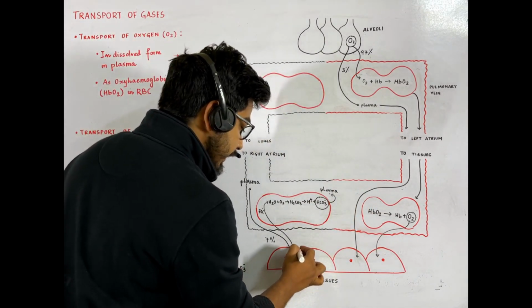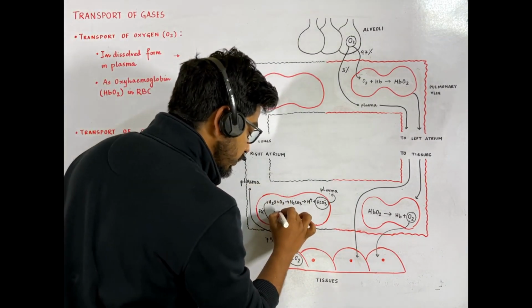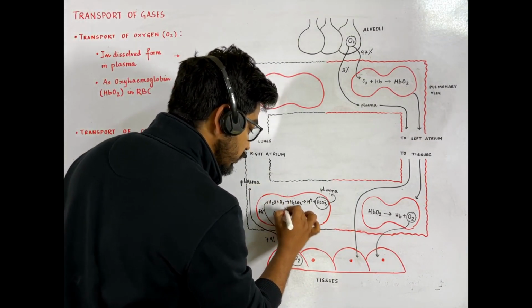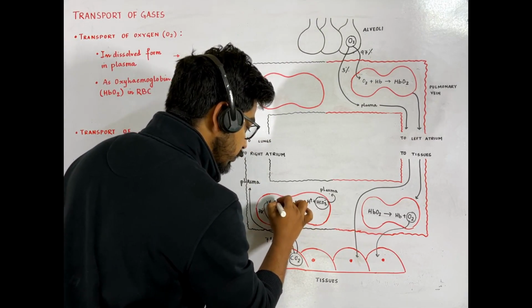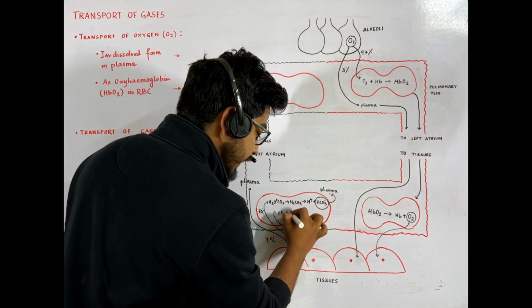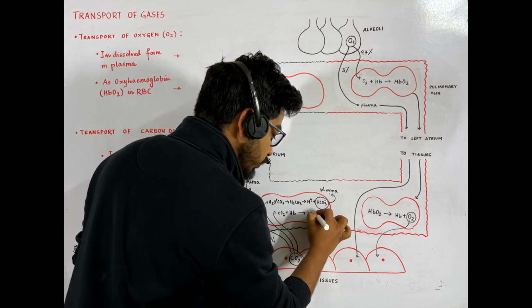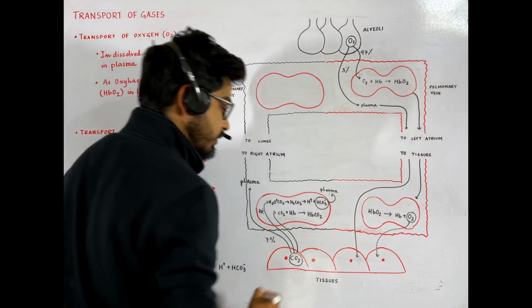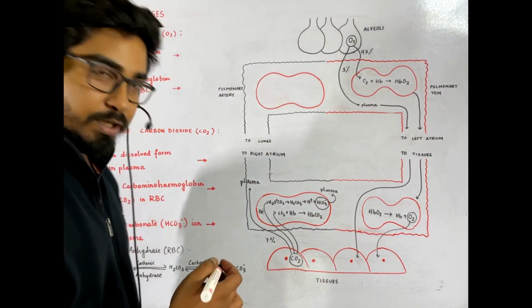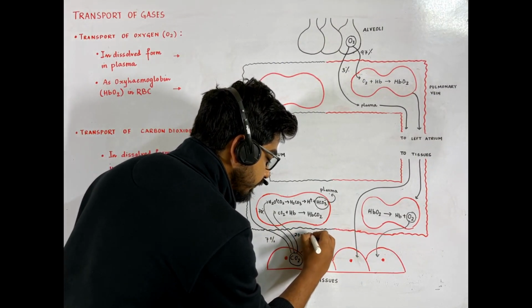And the rest, 20 to 25% CO2, will combine with hemoglobin and form carbaminohemoglobin and will be transported in the form of carbaminohemoglobin. So this is the rest 20 to 25%.